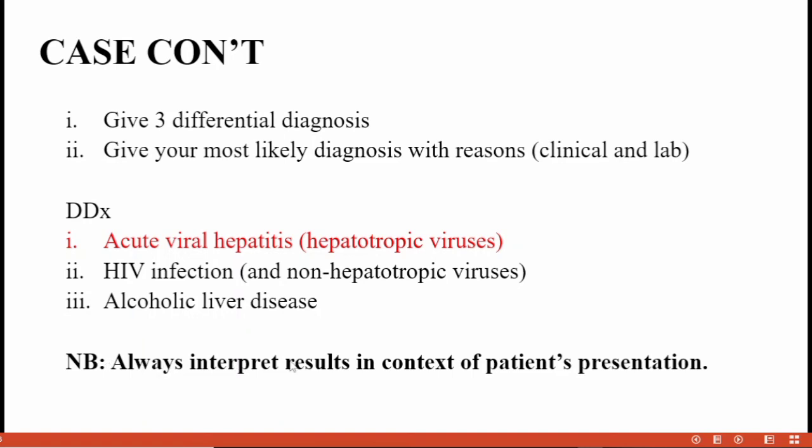My last note over here is always interpret the lab in context. Do not just interpret the lab in isolation. Always compare and take the patient's history into consideration.